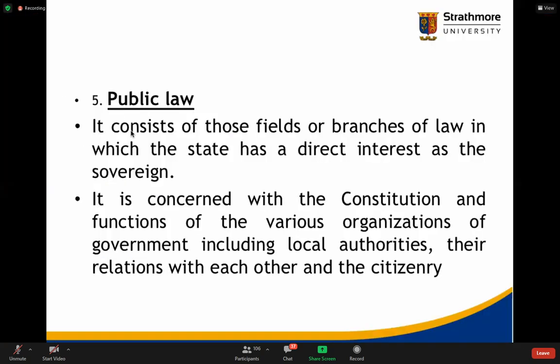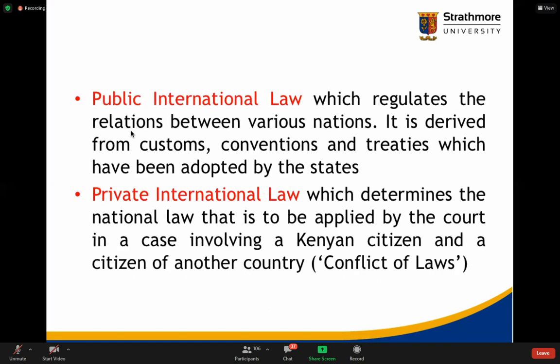So I hope you'll be able to distinguish between public international law and private international law. Public international law regulates states, two states or more. It regulates the relationship between states. They can be two, they can be more, but that is the role of public international law.